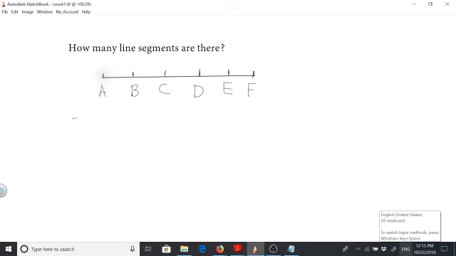Hello, in this lecture, we are going to discuss a counting problem, counting how many line segments are there in this picture. Before we discuss, let's first do a warm-up problem.